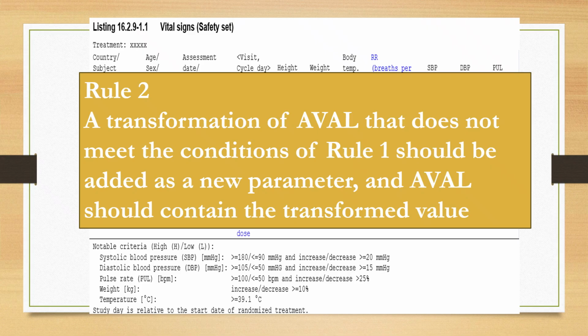Because of that, we have a new rule created that a transformation of AVAL which does not meet the condition of rule 1 should be added as a new parameter, and AVAL should contain the transformed value. So in this example, we will be creating the weight in kgs and height in centimeters if the value captured at the site levels is not in the required units which we need for analysis purposes.